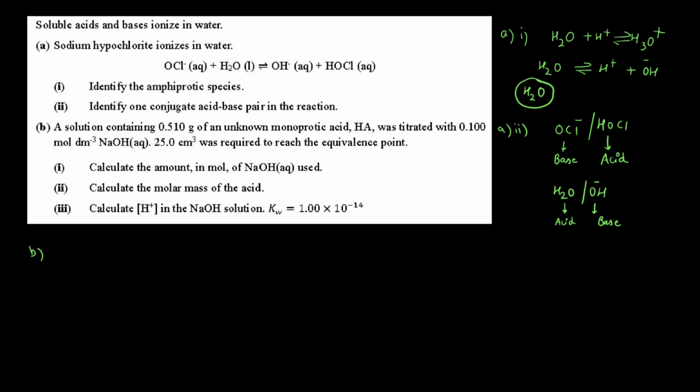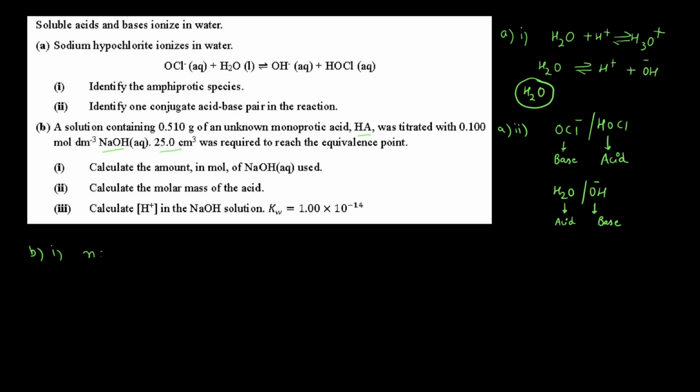Now part B, calculate the amount in moles of sodium hydroxide used. So a solution containing 0.510 grams of an unknown monoprotic acid HA was titrated with 0.100 moles per dm cube of sodium hydroxide. 25 cm cube was required to reach the equivalence point. Calculate the amount in moles of sodium hydroxide.